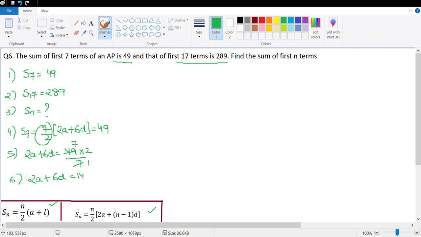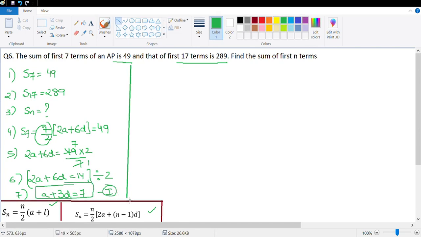I notice that 2 is common on both sides. Let's divide both sides by 2, and I get a plus 3d is equal to 7. That's my first equation. Good. Let's look at the other relationship which is given. Let's see if we can figure out the second relationship from here.